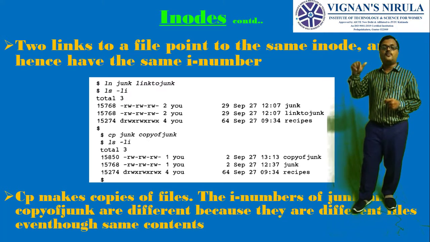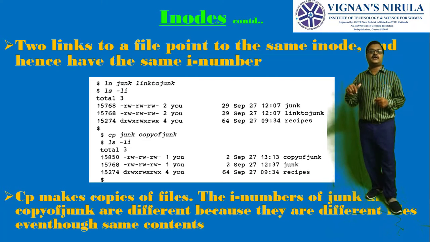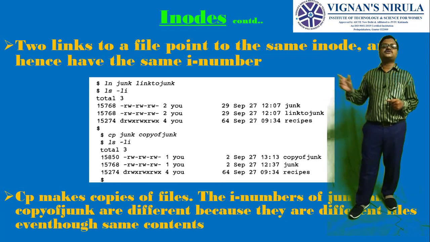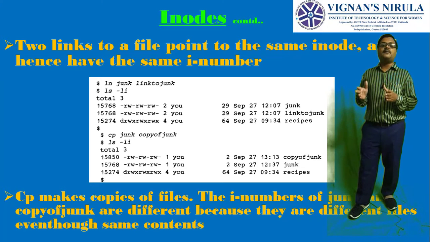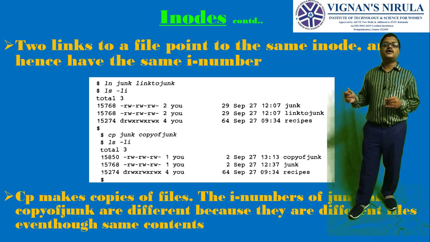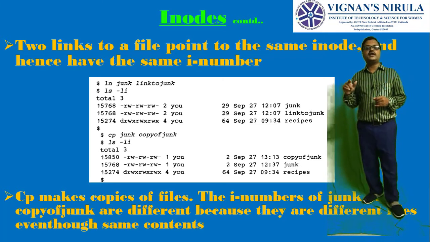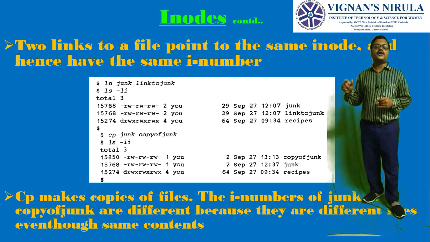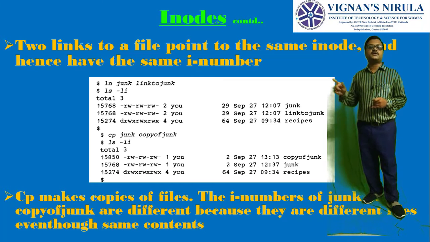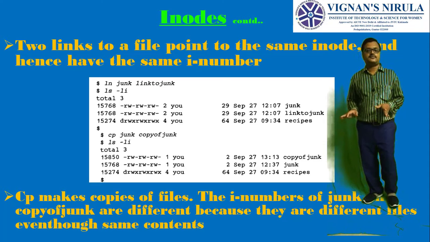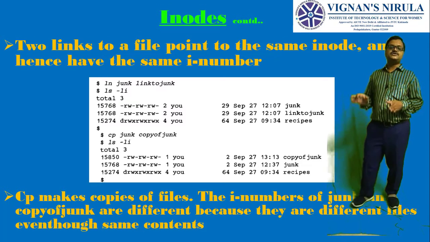Suppose the copy of junk is write protected. Not only directories, files also can be write protected. For example, chmod -w copy of junk. Then if you say rm copy of junk, it will prompt: do you really want to remove the write protected regular file copy of junk? That prompt will appear. If you say yes, the file gets deleted. If you say no, the file remains the same.